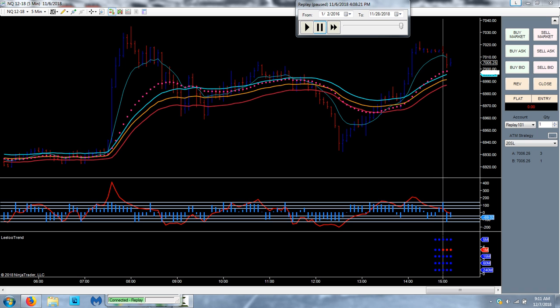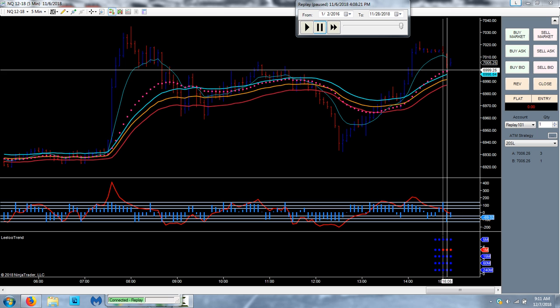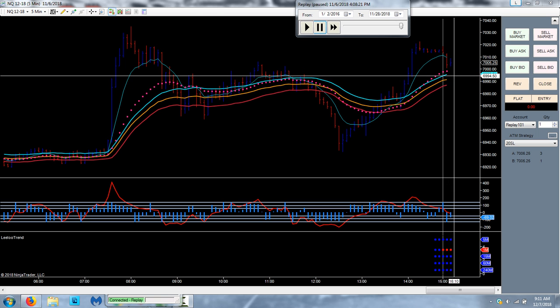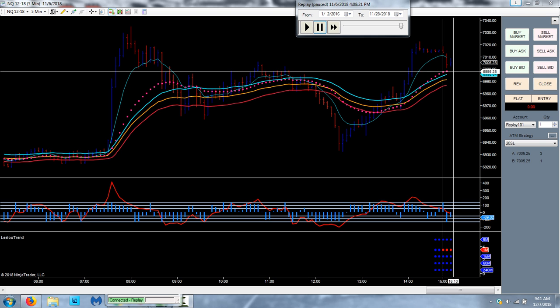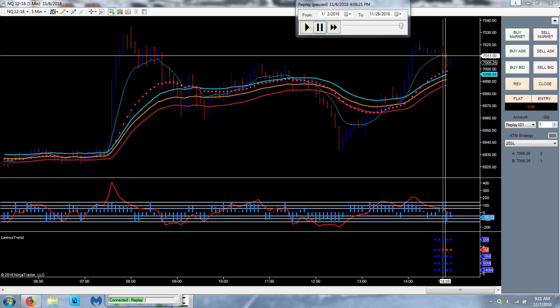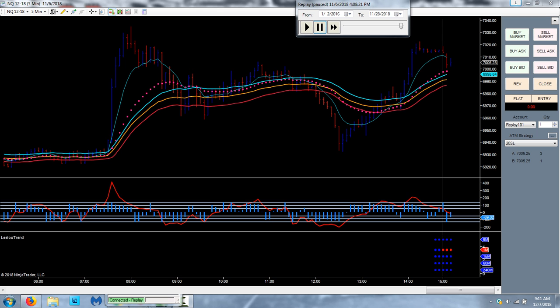Now we see they're starting to pull out and look as though they want to move into longs and into buying the market. The 34s are moving up into a 2 o'clock angle. We have the 21 above the 34s. We have the 8 above the 21.